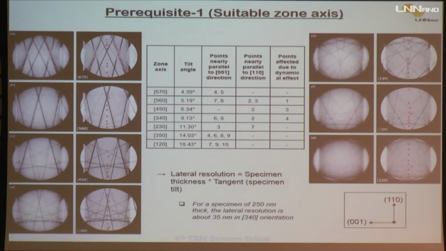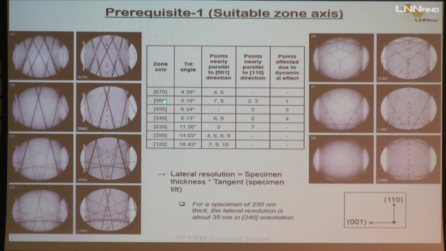So for choosing a good zone axis, I tried different zone axes, such as starting from 670, 560, 450, and so on, and I tilted the sample by this much. I need to be careful when tilting a sample from the 011 zone axis: if I increase this tilt angle, I'm just changing the lateral resolution. And here, the 670, 350 and 120 don't have any lines oriented parallel to the 110 direction, so this zone axis doesn't have any perpendicular or parallel orientations to the interface. So I can straight away eliminate these combinations.